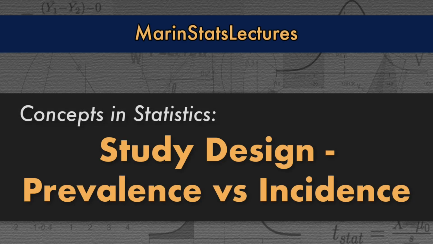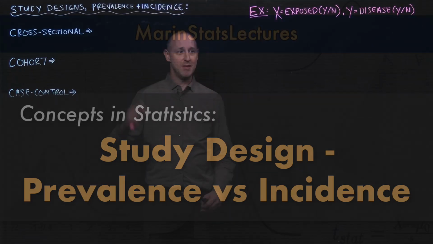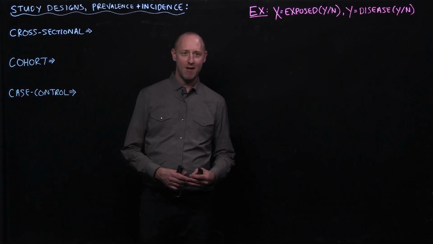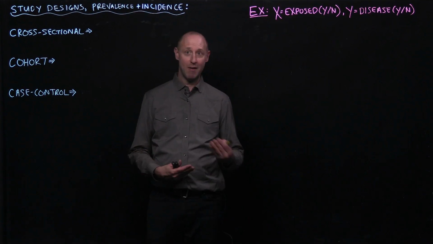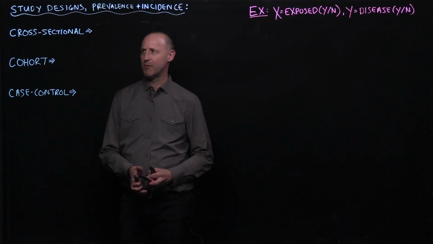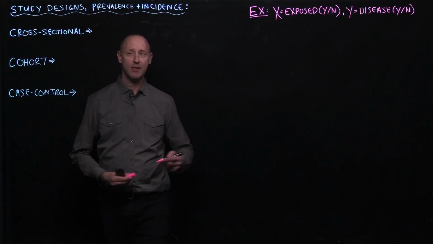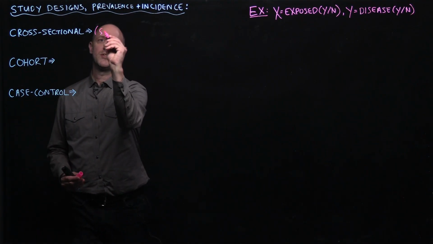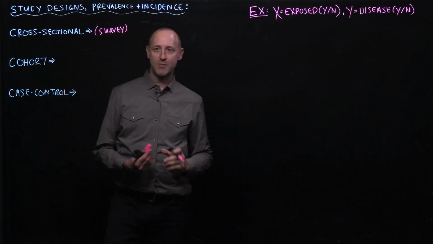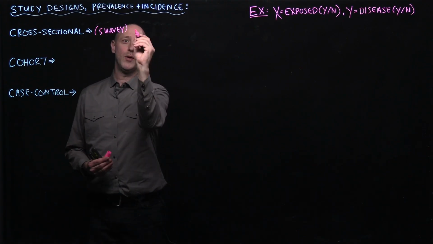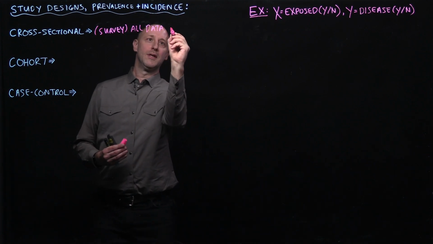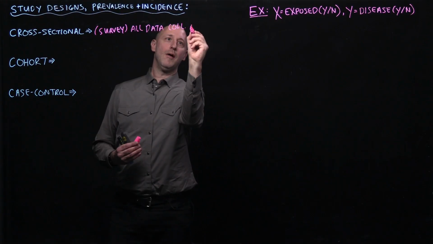In this video, we're going to give ourselves a bit of a reminder of some of the more common study designs in health research and the implications that they have on whether we can measure incidence or prevalence, or in some cases neither. So the first common design is cross-sectional, and this you can think of essentially as just being a survey. This is where all the data is recorded at one point in time. All data is collected at once.